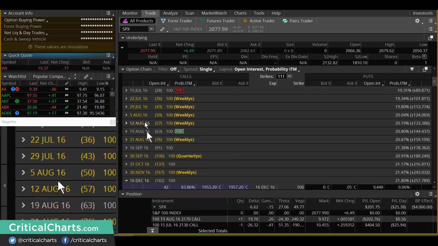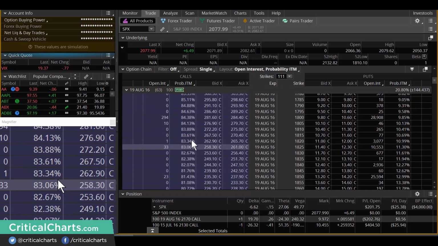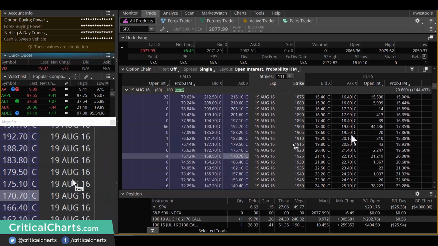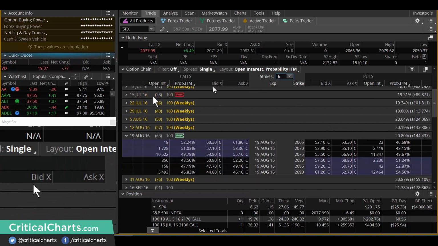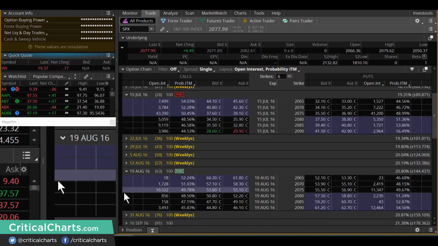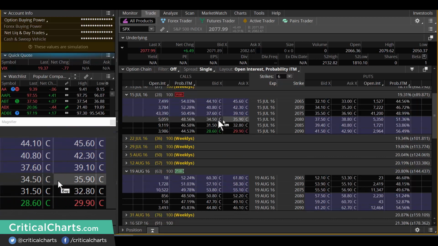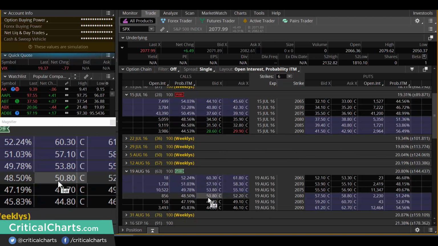Whereas with the calendar, it works a little bit differently. With the calendar, you're buying more time. If we tighten this up, let's just say 6 strike prices, and you sell this one at 34, you're actually buying the 50. So you're buying something more expensive.